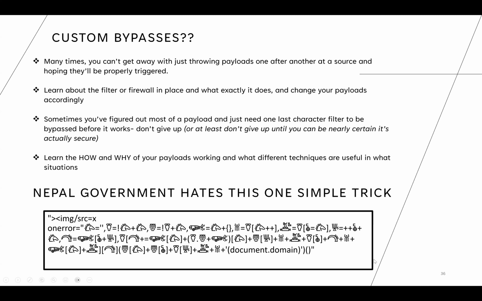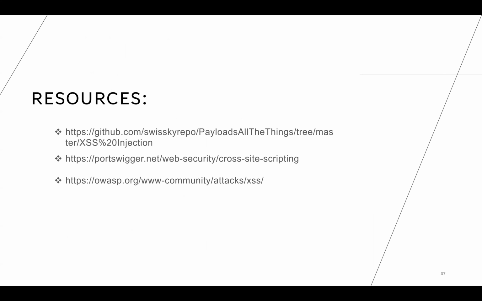And this was actually used on the Nepal government website, but you can get some crazy stuff. To make these custom payloads, you essentially have to put in a payload first, analyze what's getting filtered, change that, and just keep doing that over and over until you get it working. And here's some resources for XSS if you want to get more into that. These slides will be posted later.